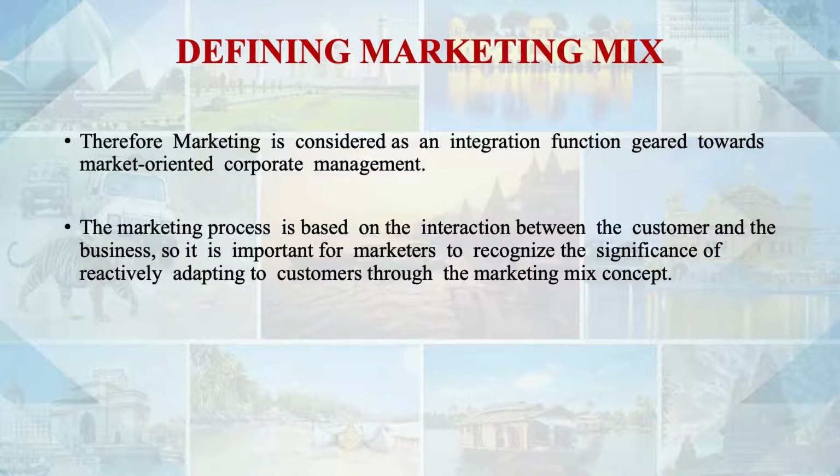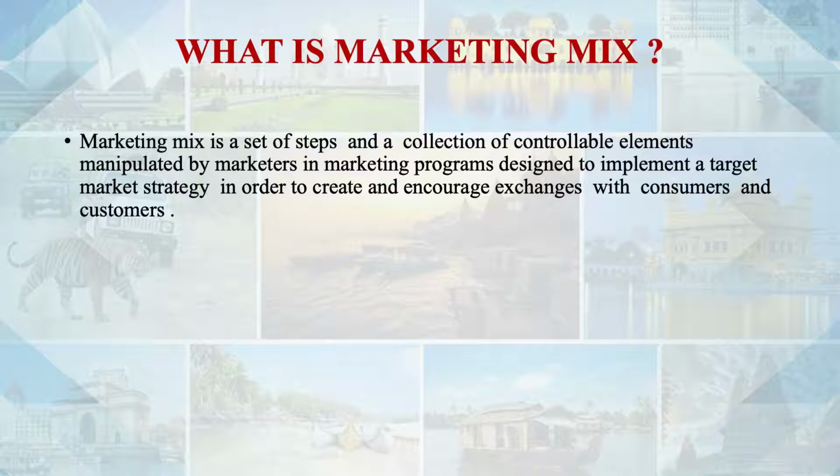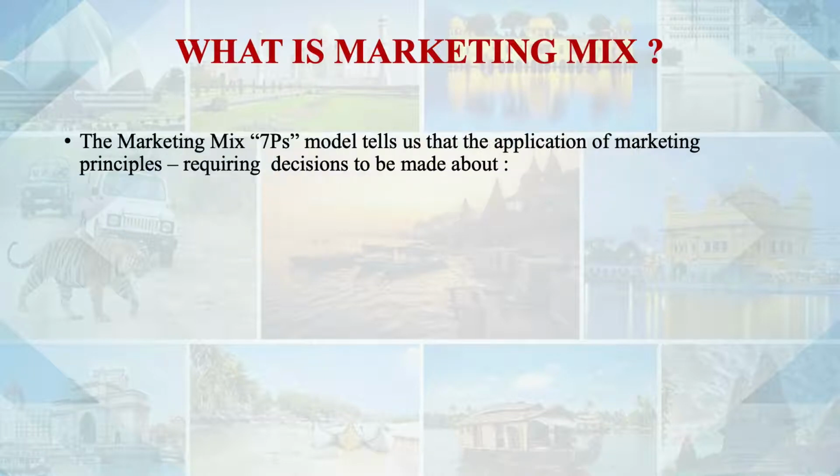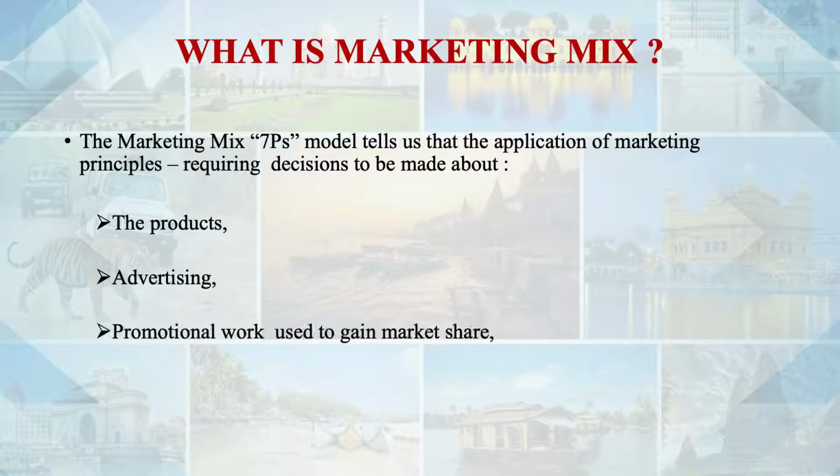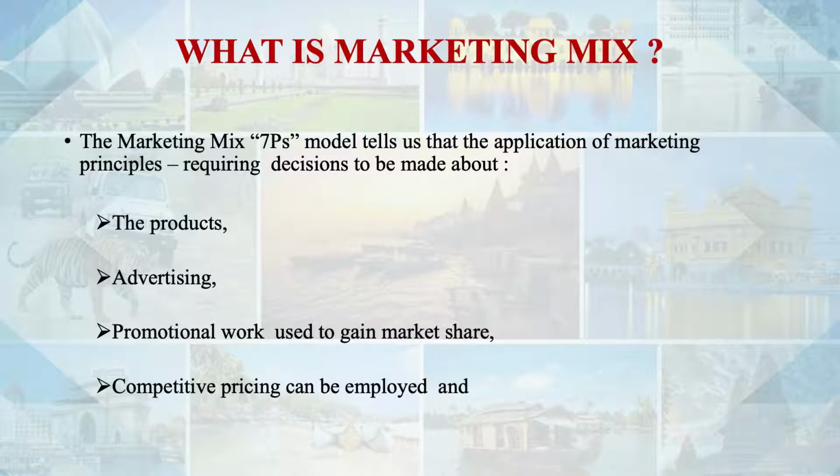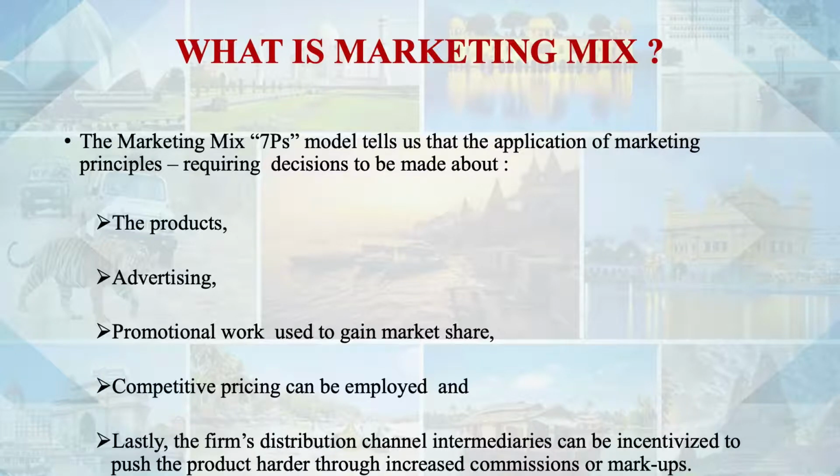Now let's talk about marketing mix in detail. Marketing mix is a set of steps and a collection of controllable elements manipulated by marketers in marketing programs designed to implement a target market strategy in order to create and encourage exchanges with consumers and customers. The 7 P's model tells us that the application of marketing principles requires decisions to be made about the products, advertising, and promotional work used to gain market share. Competitive pricing can be employed, and lastly, the firm's distribution channel or the intermediaries can be incentivized to push the product harder through increased commissions or markups. Let's discuss these marketing mix principles one by one in detail.